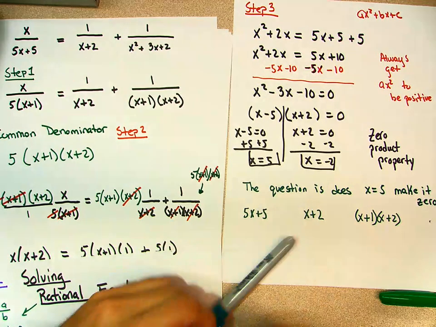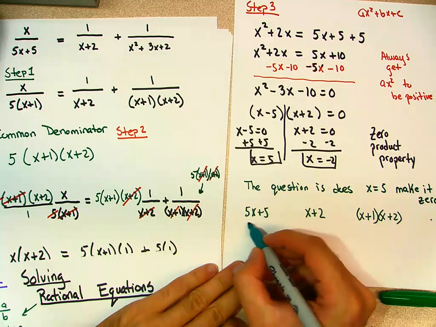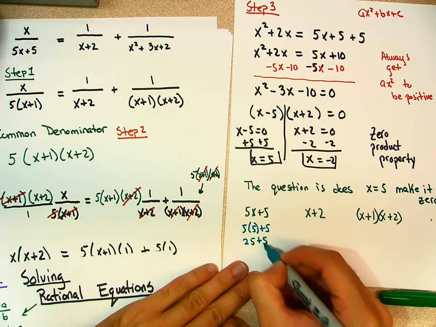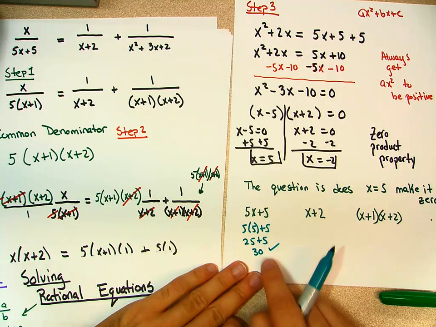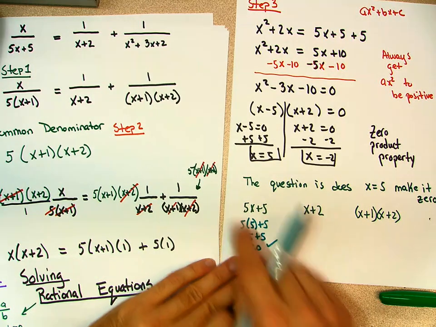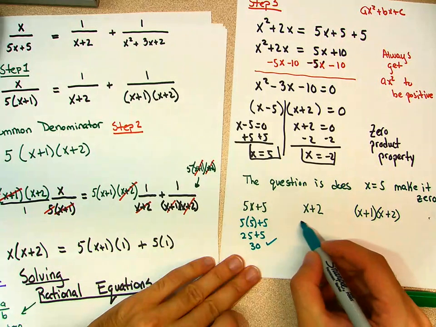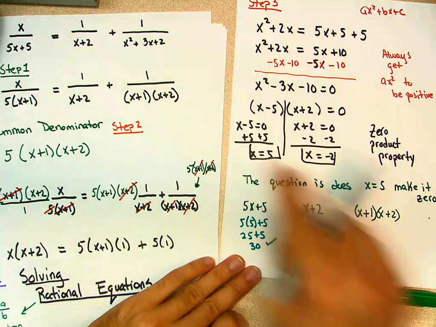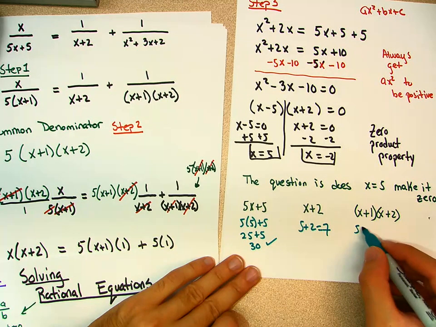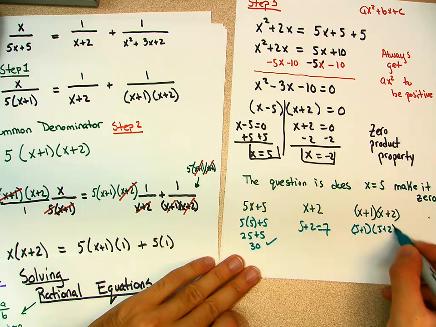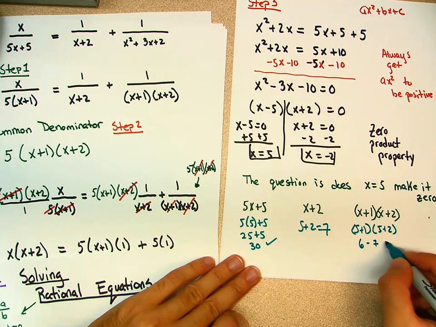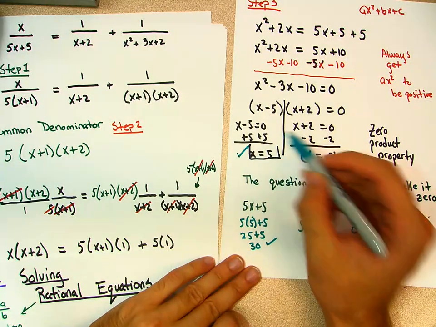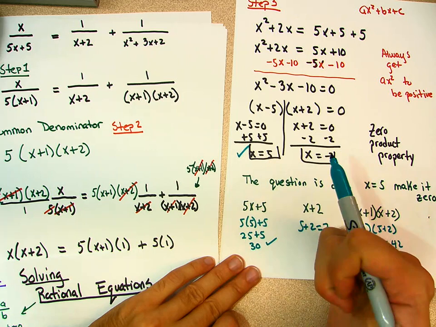Well, let's see. Here, if x equals 5, then what do we get? This is 5 times 5 plus 5. That's 25 plus 5. That's 30. So that's okay. The denominator could be 30. The denominator can be anything but 0. What about this one? This is 5 plus 2. That's okay. We could have 7 for this denominator. And what about here? This is 5 plus 1 times 5 plus 2. That's 6 times 7, and that's 42. And you could have 42 on this denominator, so that's okay. So 5 checks. x equals 5 is okay.